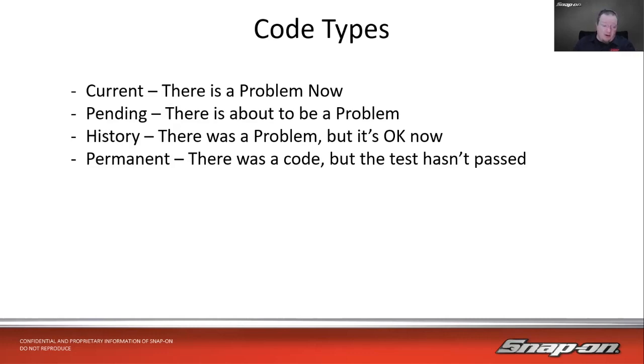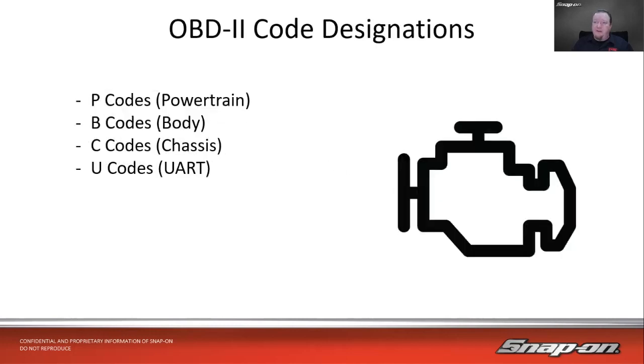And then there's permanent codes. Permanent codes, there's a little bit of confusion on that as well, but it's very helpful for you if you're checking on a car that somebody else has worked on. We'll talk a little bit more about that in a minute. But a permanent code is, well, there was a code, there was a problem, and I'm going to stay here and let you know that until the test passed. You cannot clear it until the computer itself will clear it for you when it runs the test.